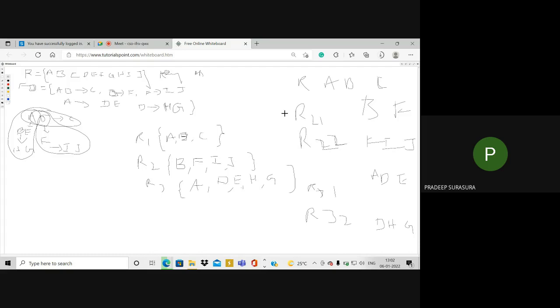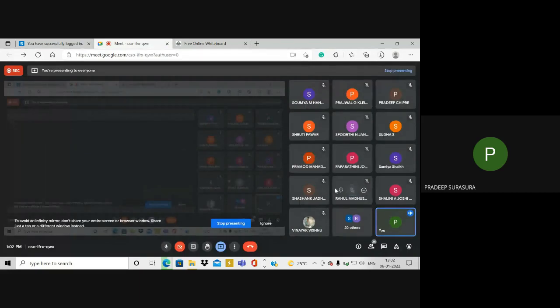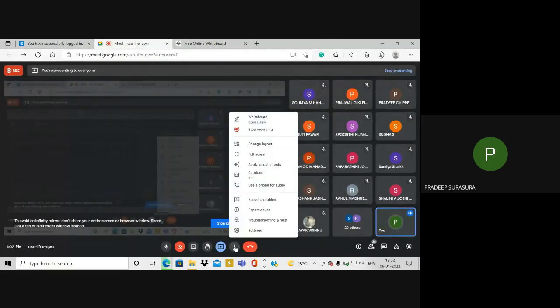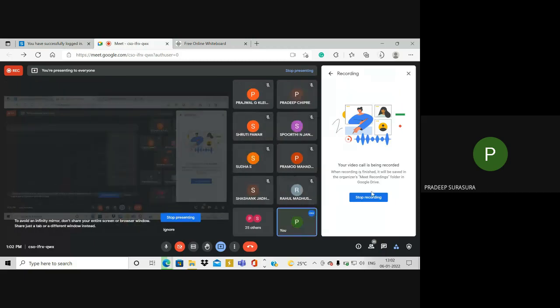So the solution has 5 tables in this particular solution. The final solution for this problem is ABC in one table R1, R21 will have B and F, R22 will have FIJ, R31 will have ADE, R32 will have DHG. This is the final solution for this problem. Any questions? Any queries? So this is the solution for this problem. Any more questions?